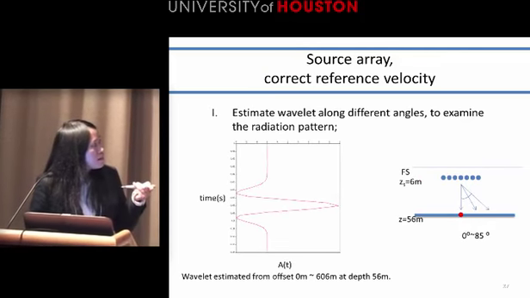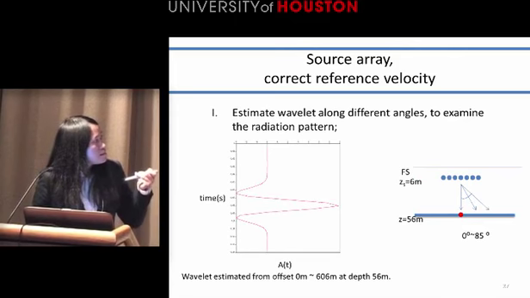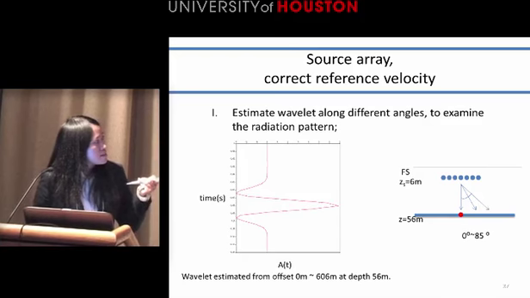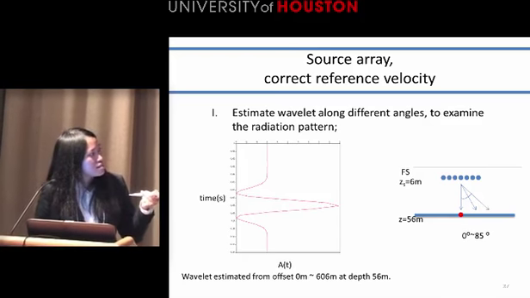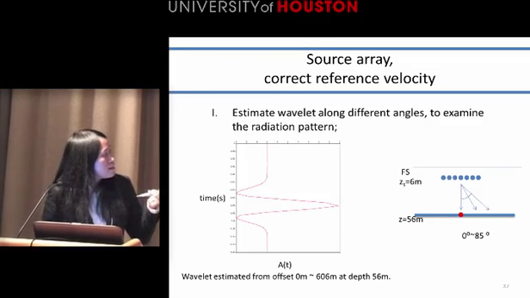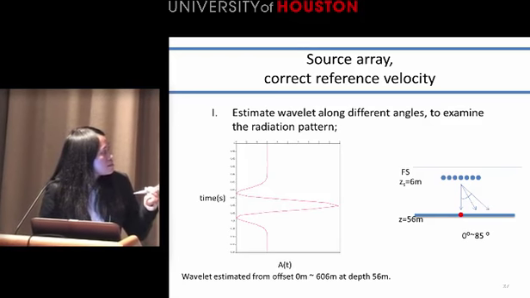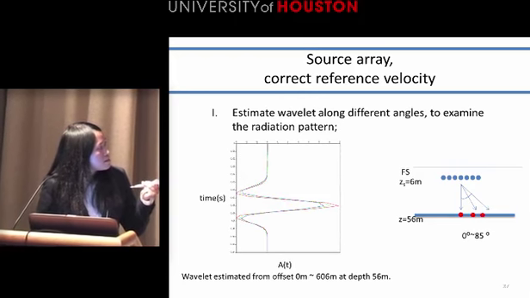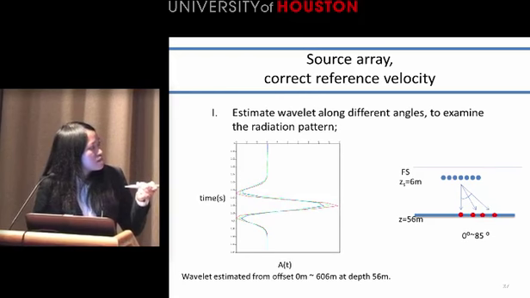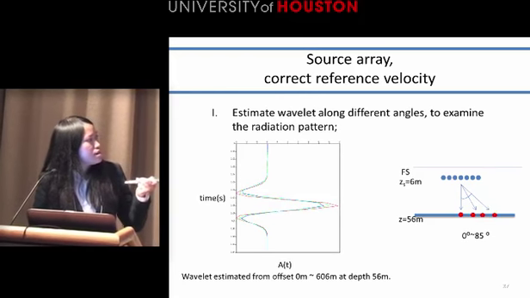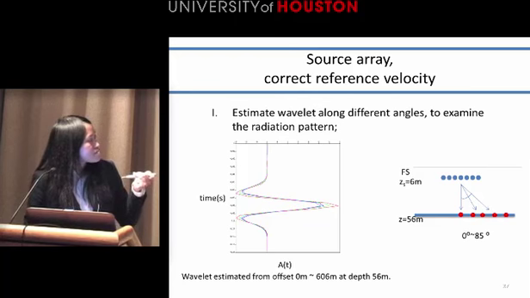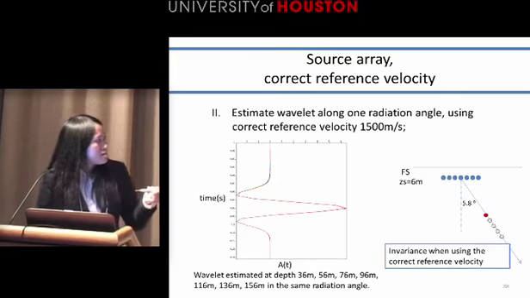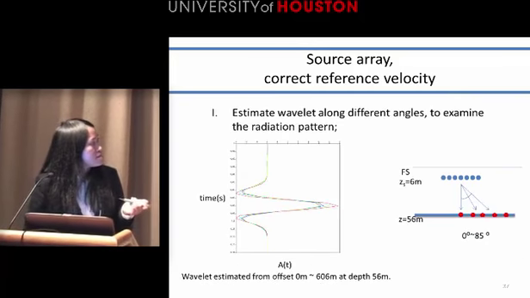The first result shows the wavelet along different angles. So this is the wavelet at the angle of 0. And if you estimate here, it changes. So here I'm showing the angle from 0 to 85 of this source array. And you can see that the wavelet changes at different angles. It's no surprise because it's a source array.